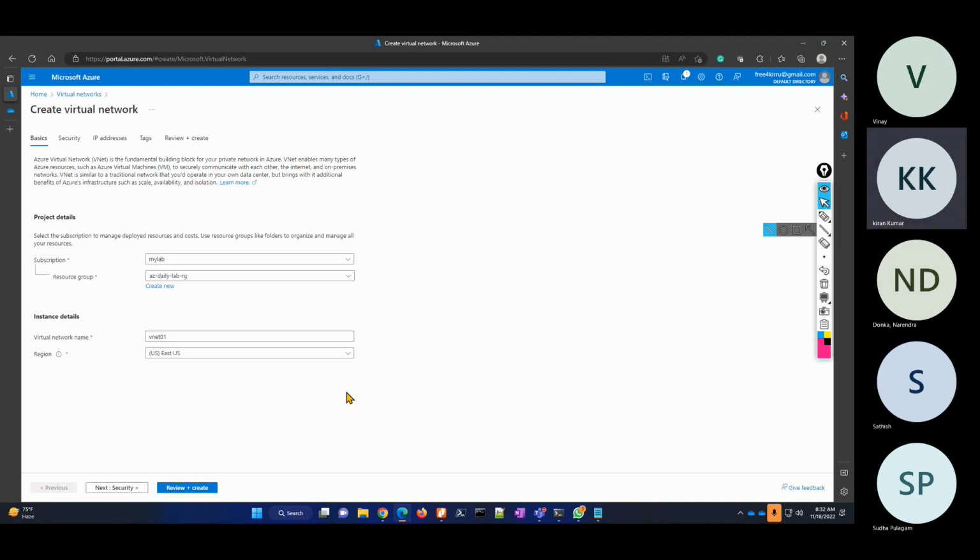Any questions, any doubts on region wise? As of now, we understand the subscription, resource group and region. Yes, everyone is clear on this?